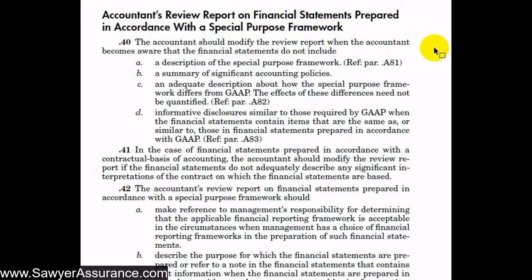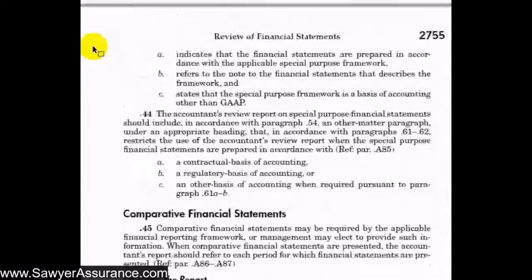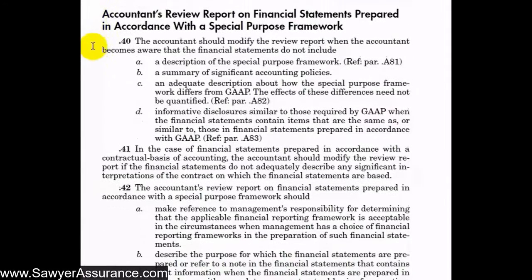So the plain vanilla accountant's review report considers that the financial statements were prepared under a general purpose framework, for instance, GAAP. But if the financial statements were prepared under a special purpose framework, for instance, the cash basis or a regulatory basis, something like that, then we need to make a few modifications, and these sections tell us how to do that. And it's ARC Section 90A.40 through 44. Okay, so let's dive into these now.